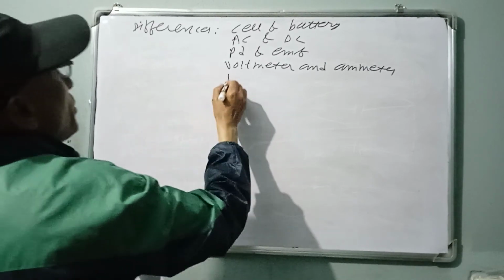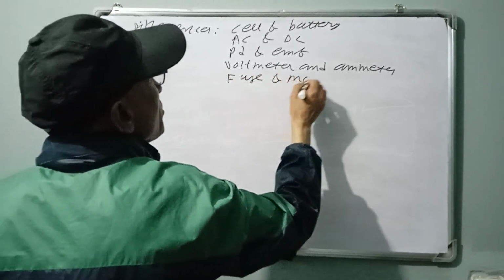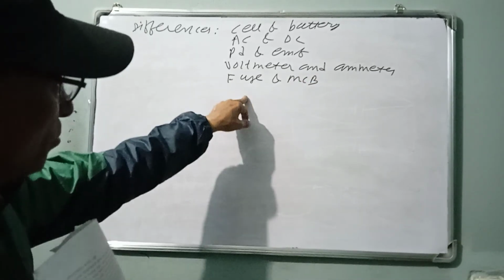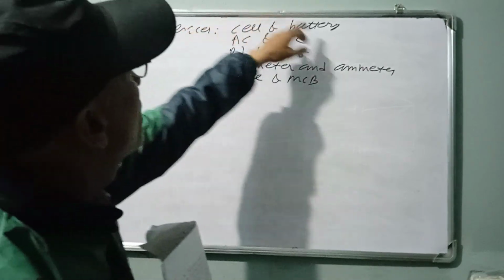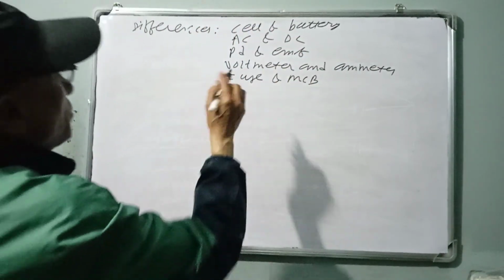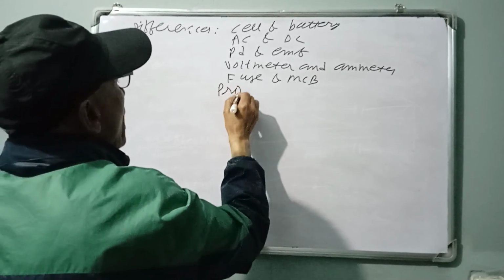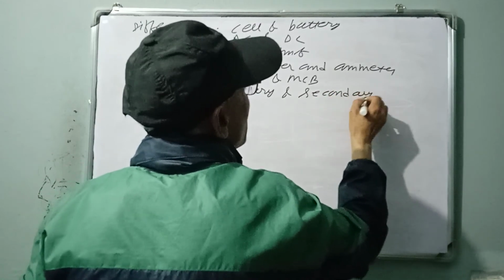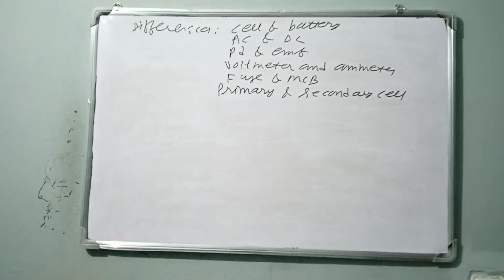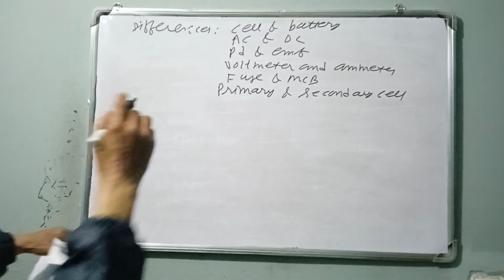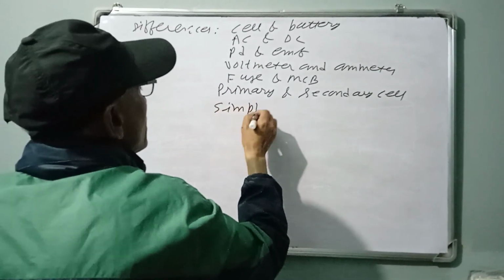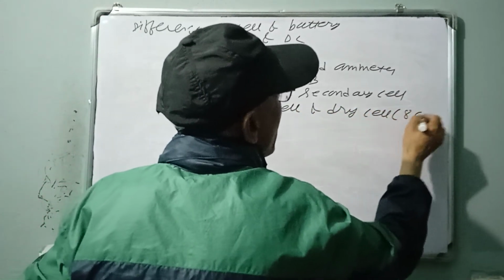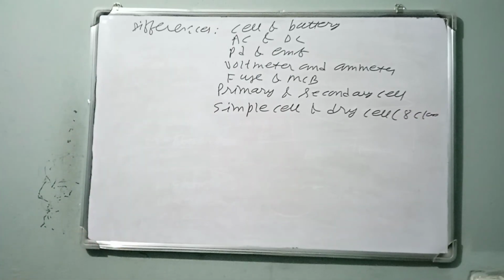Another is also there, fuse and MCB for class 8. So it depends upon what class you are in. It depends on which class the student studies in, so I have separated them this way. Another is primary and secondary cell, primary cell and secondary cell, especially for class 6, 7. Another is simple cell and dry cell. It is for class 8. Simple cell and dry cell.